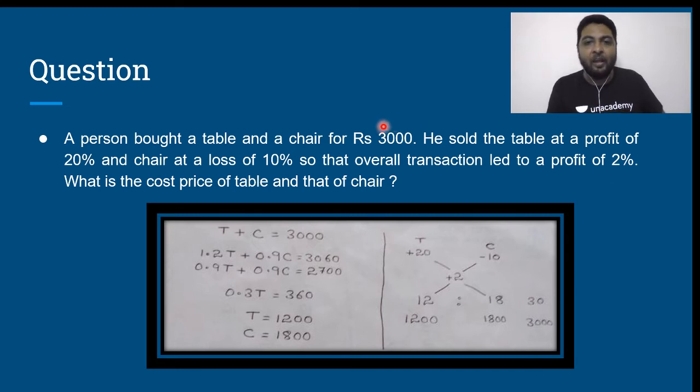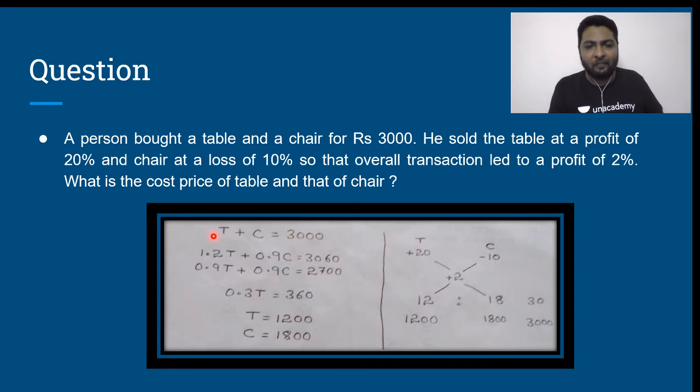The overall transaction led to a profit of 2%. That means if the cost price is 3000, what is 2% of 3000? 10% is 300, 1% is 30, so 2% is 60. So the overall profit is 60 rupees. That means the total selling price is 3060 rupees. So 1.2T plus 0.9C is 3060. T plus C is 3000.